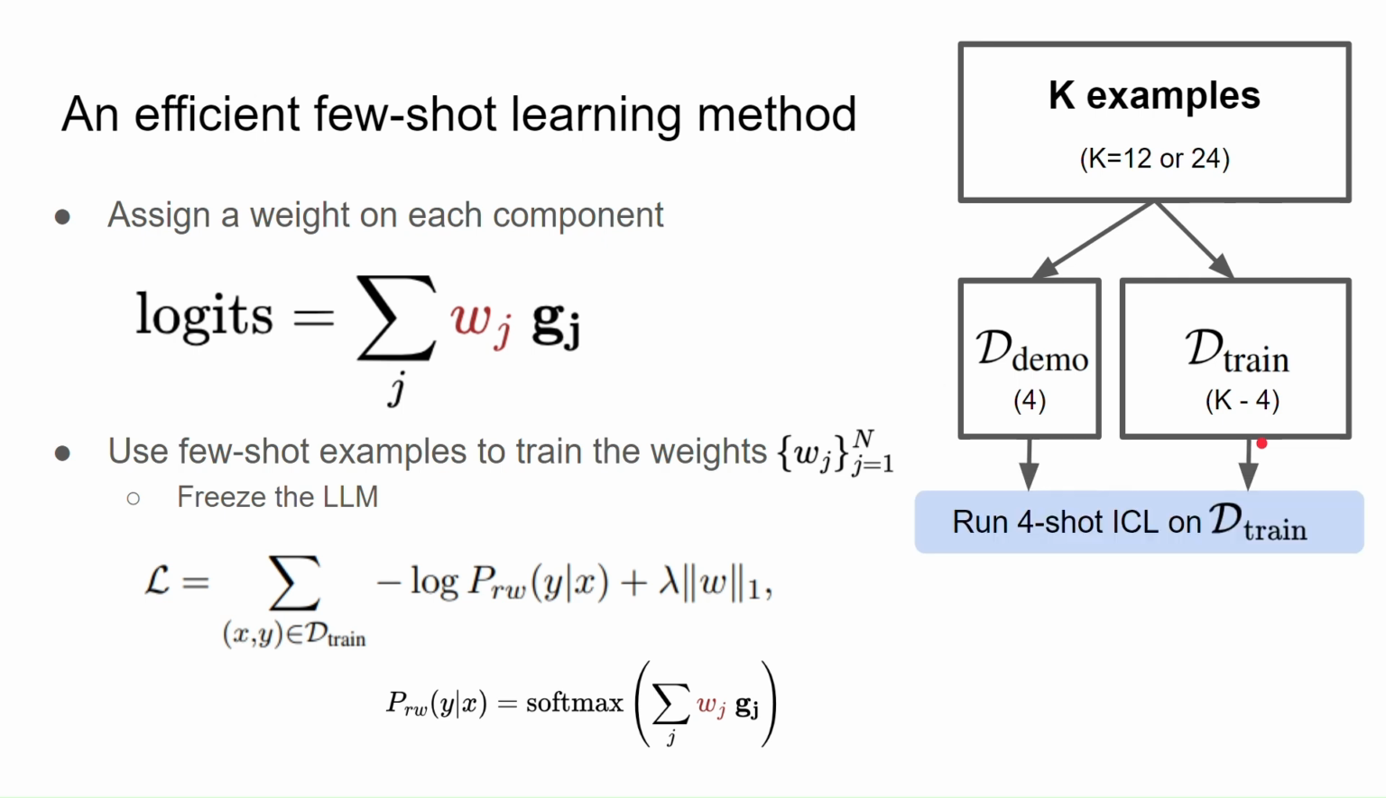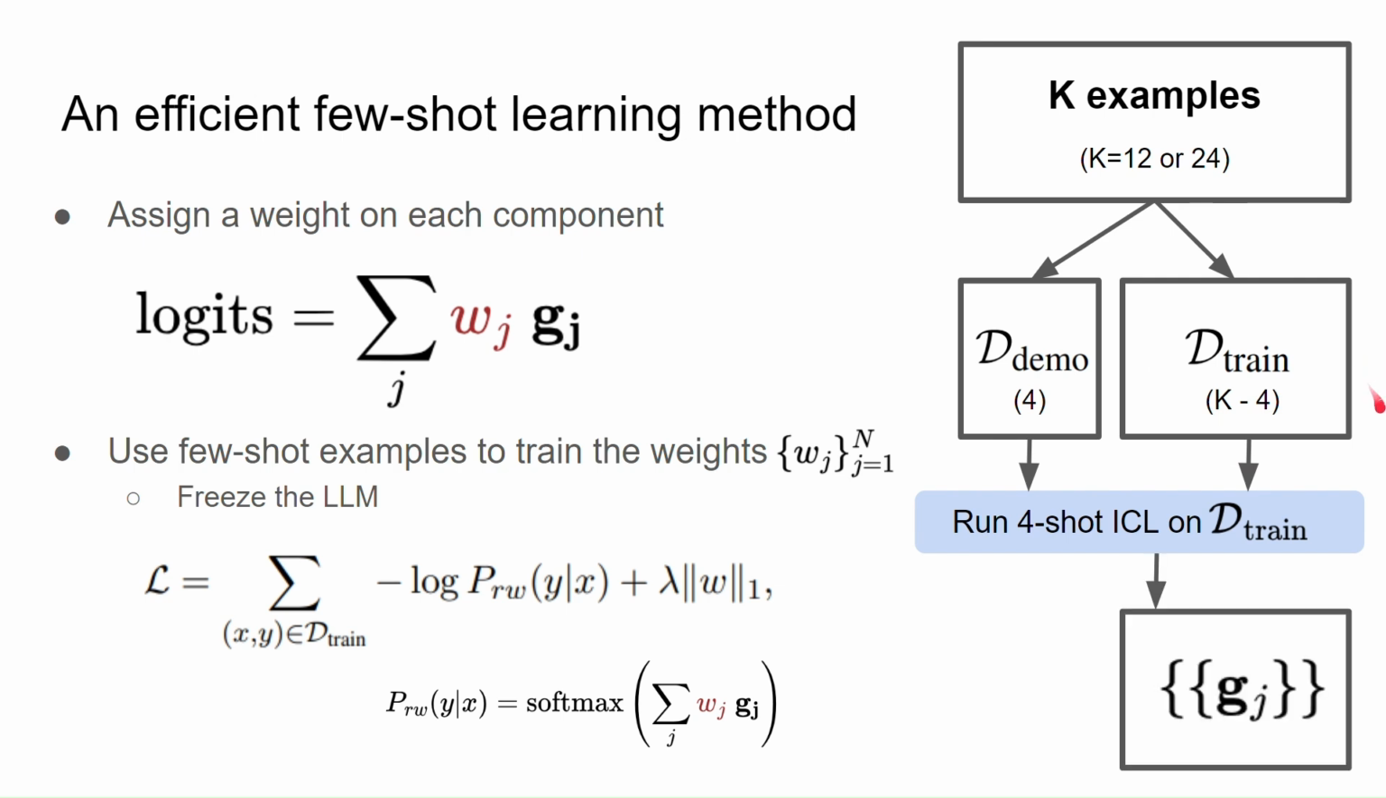Specifically, we run four-shot ICL on this training set D_train and cache the contribution of all components. And then we can use this as our input features and train our weights W. In practice, after we cache these component contributions, we can discard the entire LLM and train a linear model on a CPU in 1 minute. So our training is very efficient.